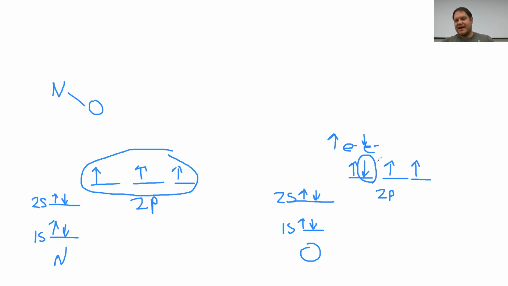So since we have a 2p orbital for oxygen that is full, this electron that has the opposite spin is going to be the one that's really destabilized because of electron-electron repulsion. And therefore, this will be easier to remove, okay? And that's why we see the drop in energy.